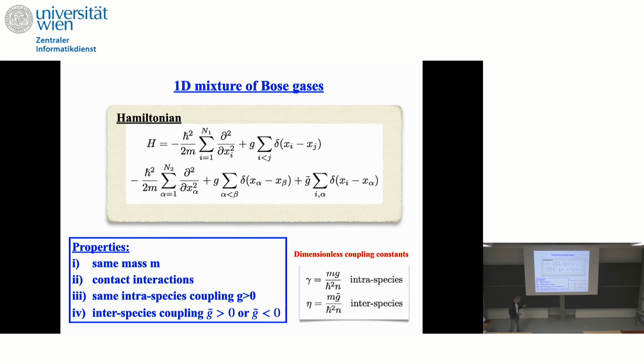So here again, you have some situations where this problem can be solved exactly. For example, it can be solved exactly if G is infinite. So if both components are in the Tonks-Girardeau limit, for any G tilde, this is exactly solvable. But in other settings, it is not exactly solvable, because it's not integrable if you have two different coupling constants.